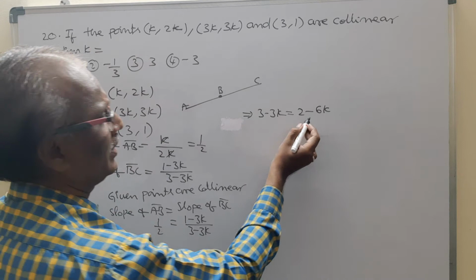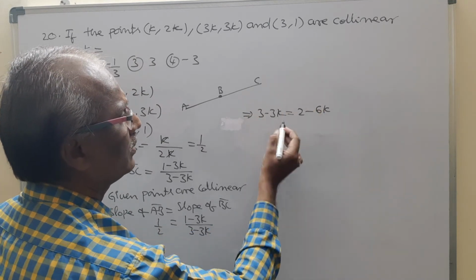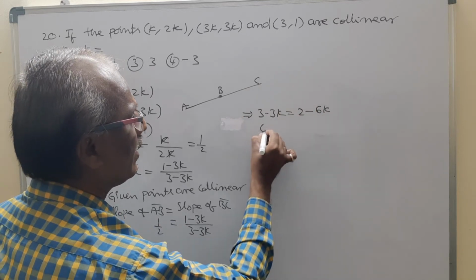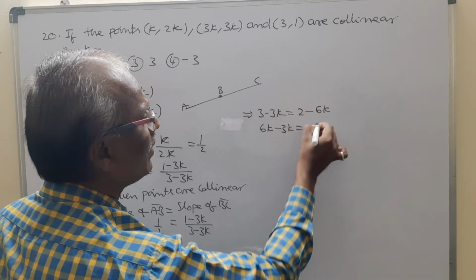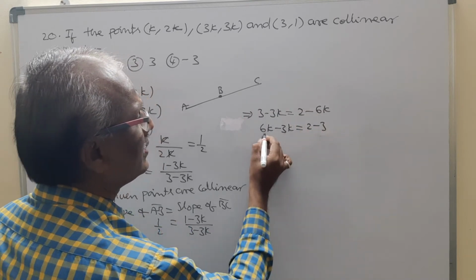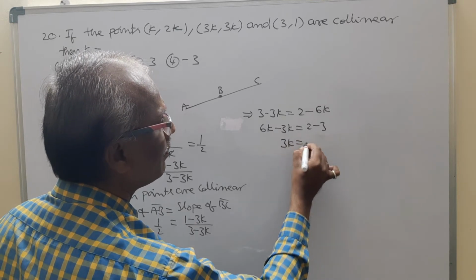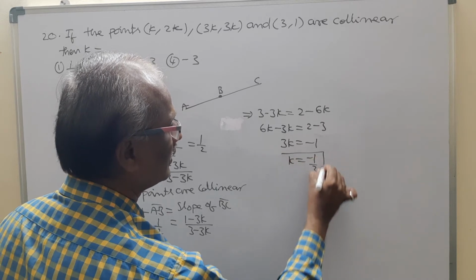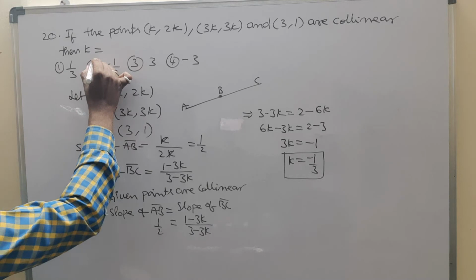Here the k terms go to one side, constant terms to the other side. Minus 6k becomes plus 6k, plus 3 becomes minus 3. 6k minus 3k is 3k, 2 minus 3 is minus 1, so k equals minus 1 by 3. This is the answer, k equals minus 1 by 3. Second option is correct.